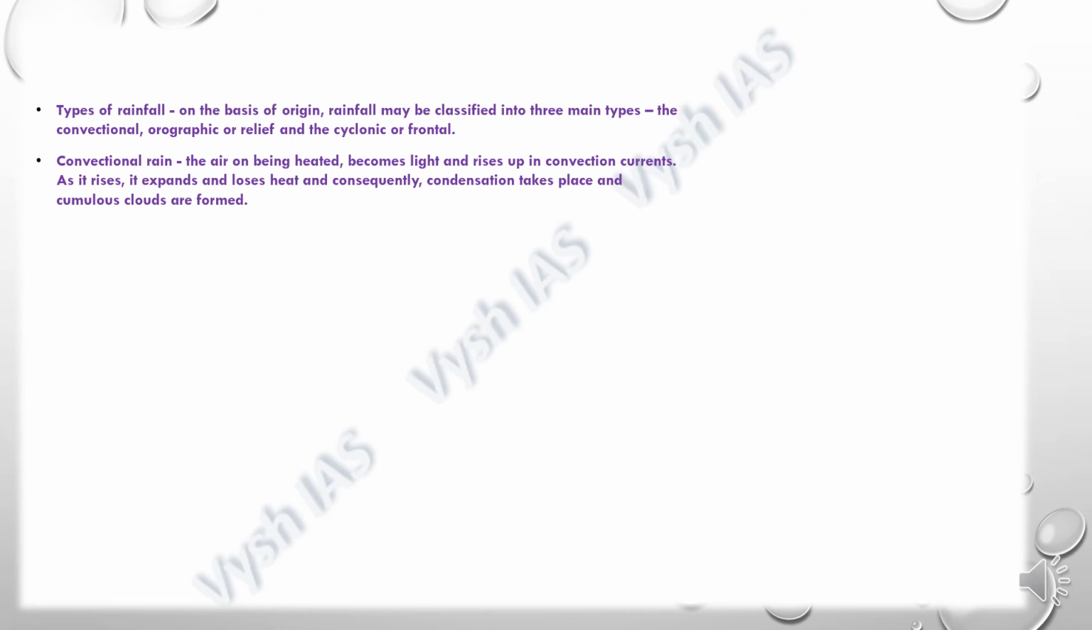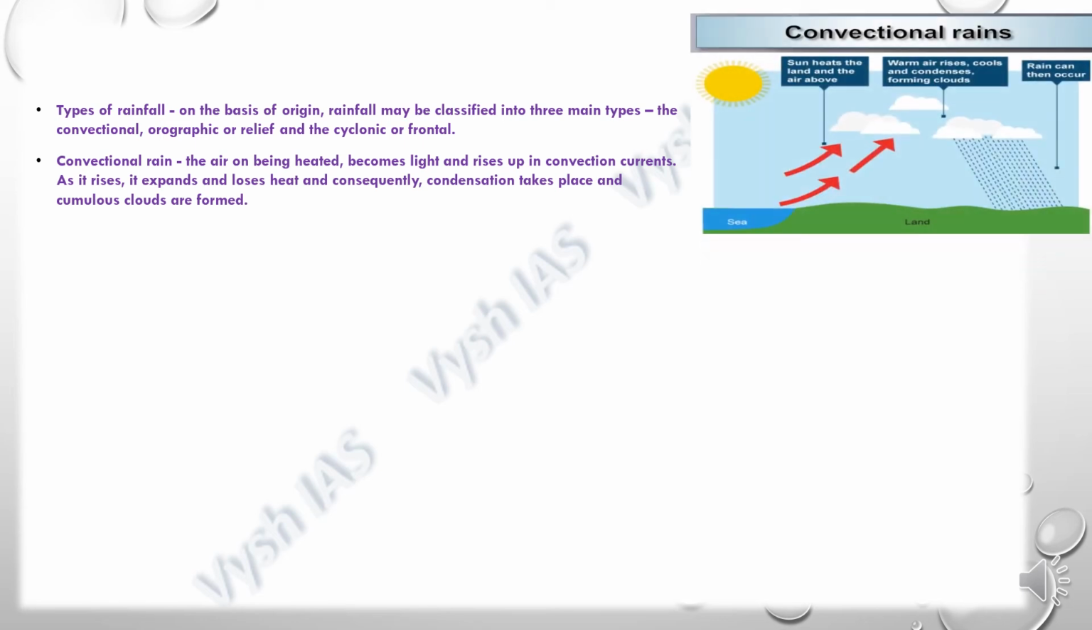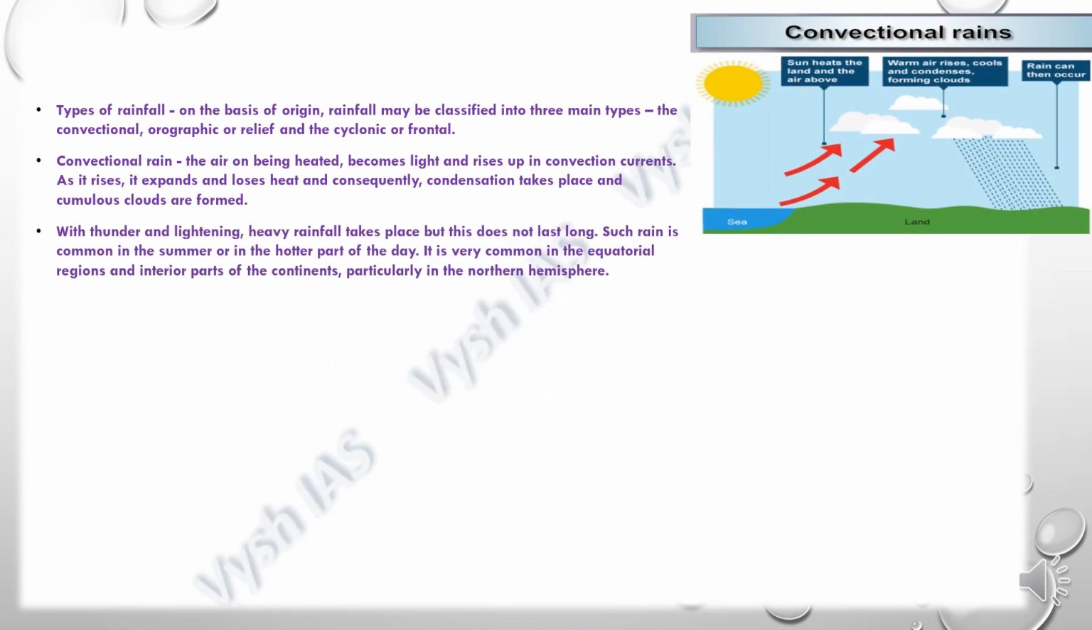Consequently, condensation takes place and the cumulus clouds are formed. As you can see over here, then with thunder and lightning, heavy rainfall takes place, and it does not last for a very long time, and such rain is common in the summer season or in the hotter part of the day. It is very common in the equatorial regions and also the interior parts of the continents, because interiors will heat up soon, because they are away from the sea and for other reasons. Particularly in the northern hemisphere.